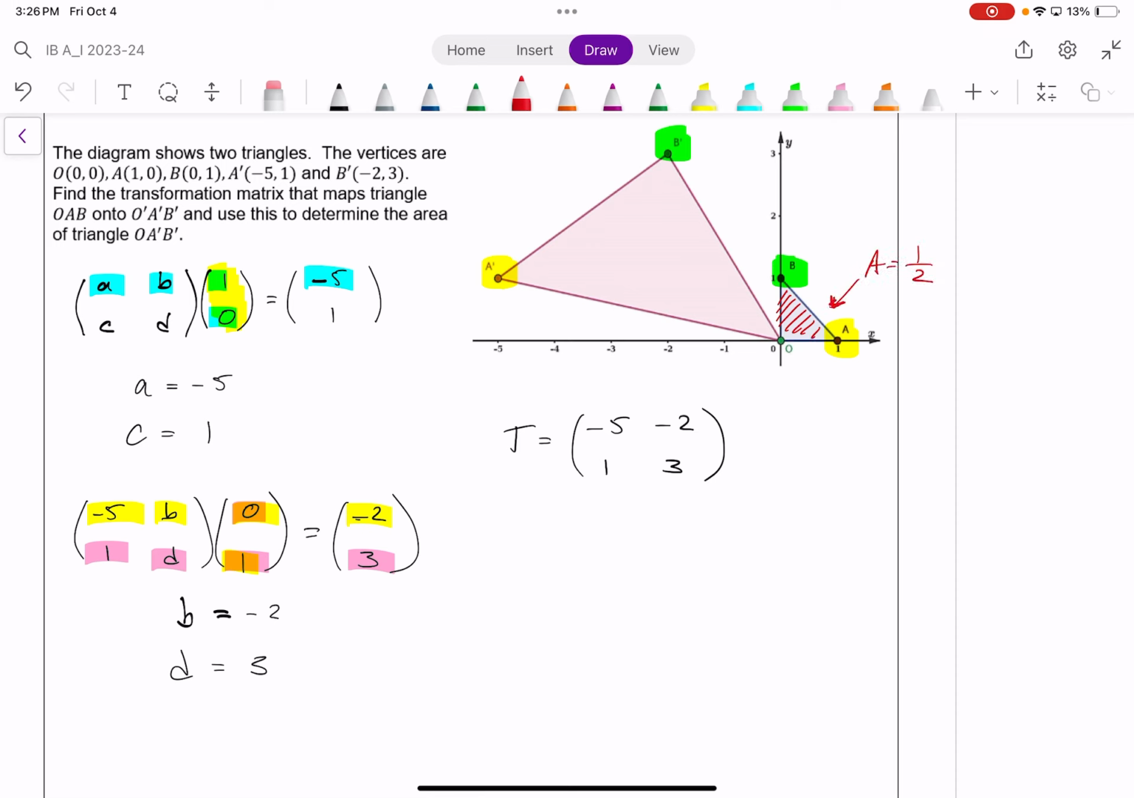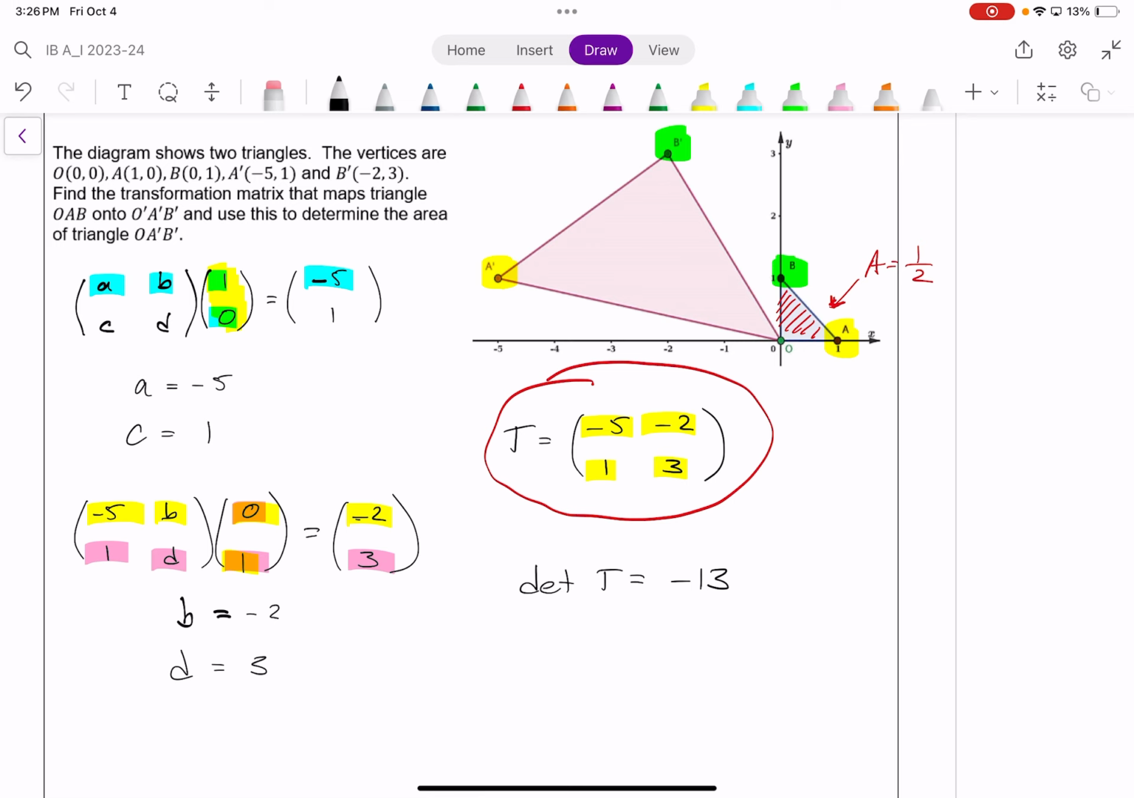Base times height divided by 2. And I can see this is an enlargement, and that's all that really matters. I can figure out the exact enlargement factor by finding the determinant of this transformation matrix. That was the last of these ideas. The determinant of this transformation matrix basically tells me how much it's been enlarged by. And so the determinant, remember, is in this case -5 times 3 minus -2 times 1. So the determinant of T in this case is -13.